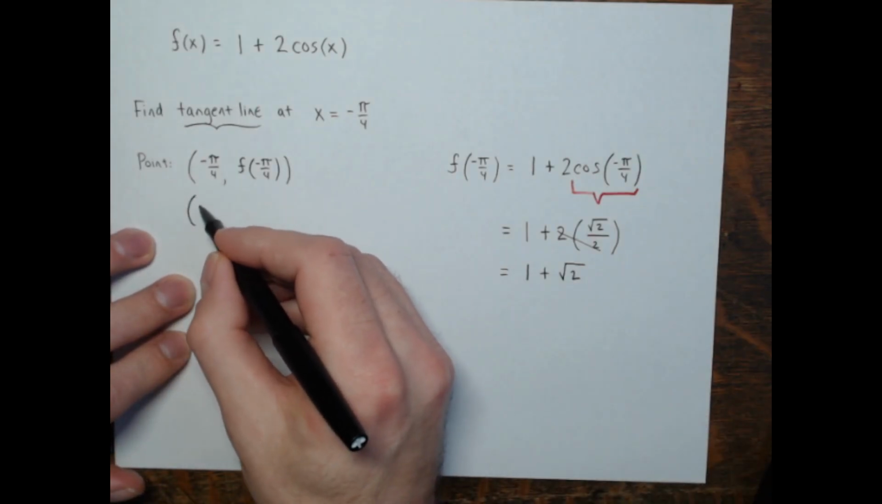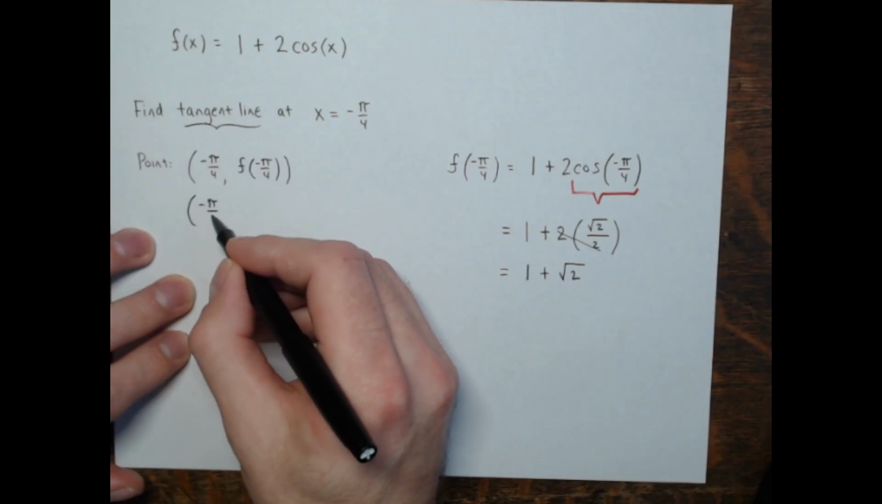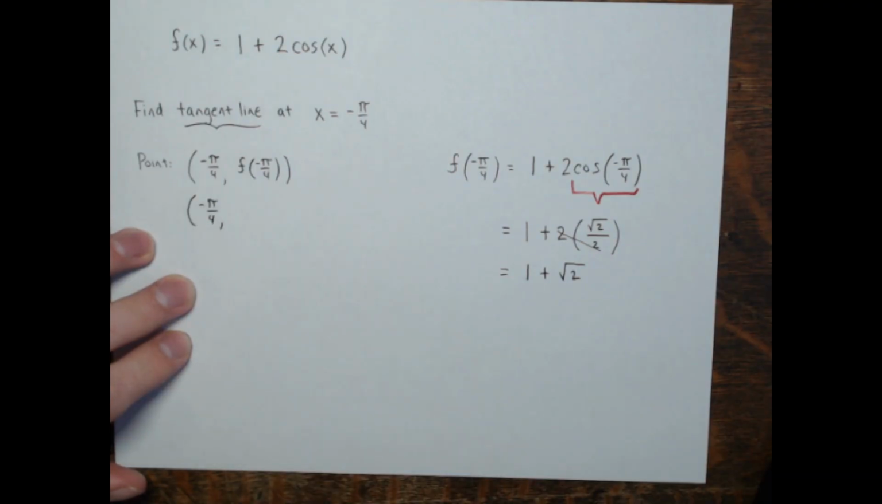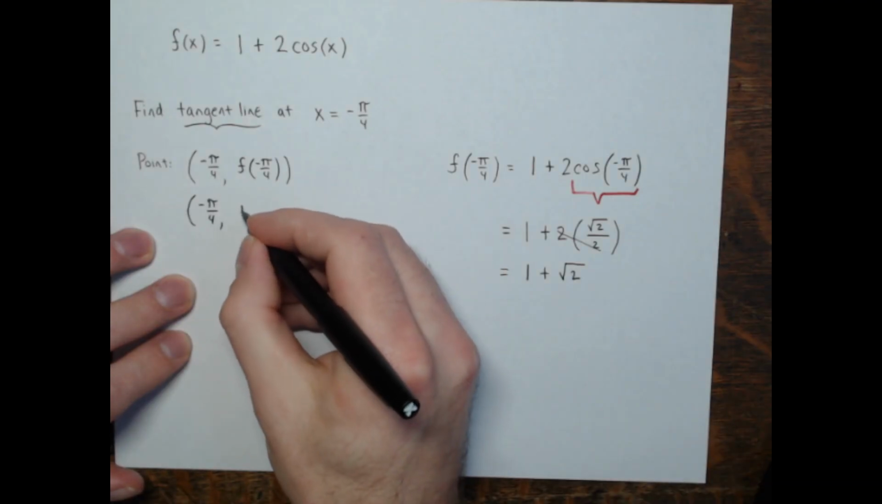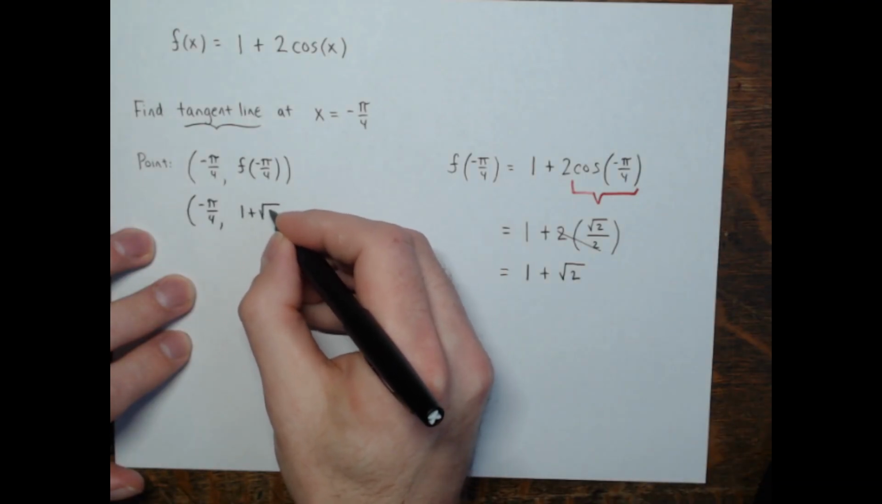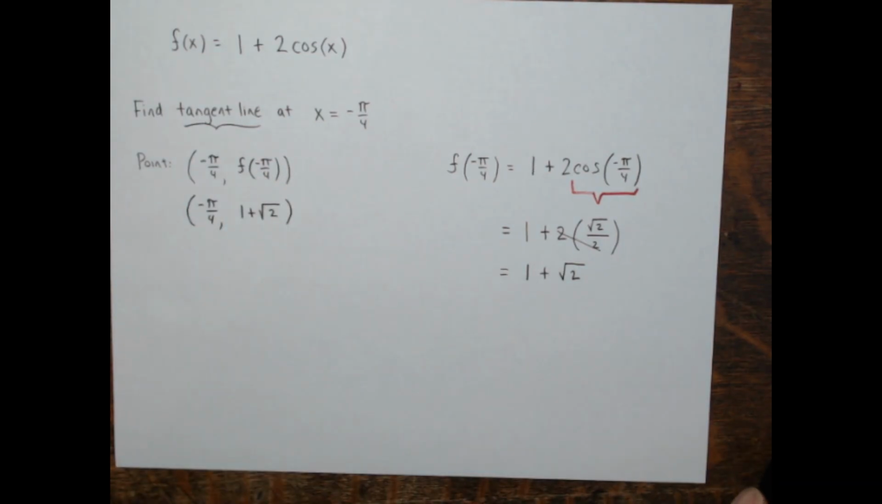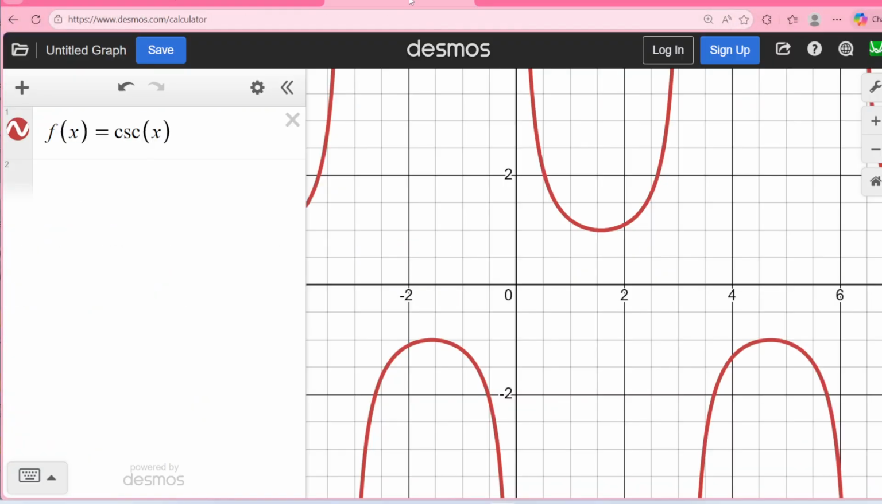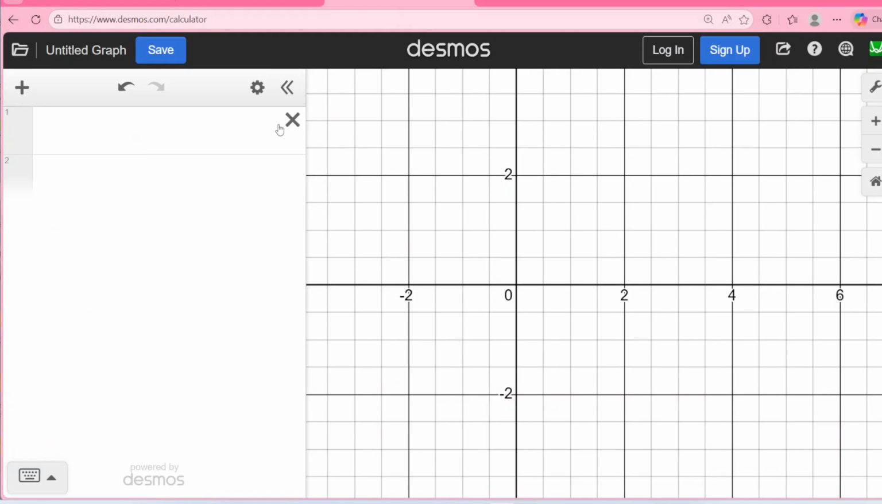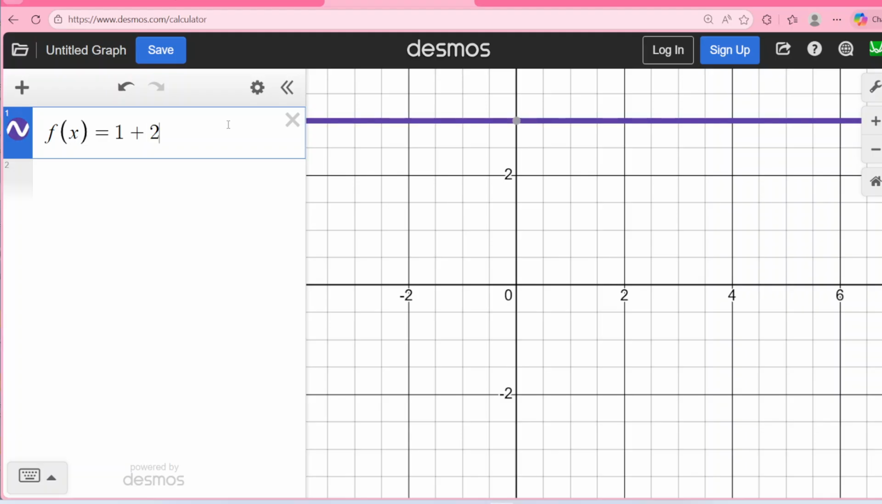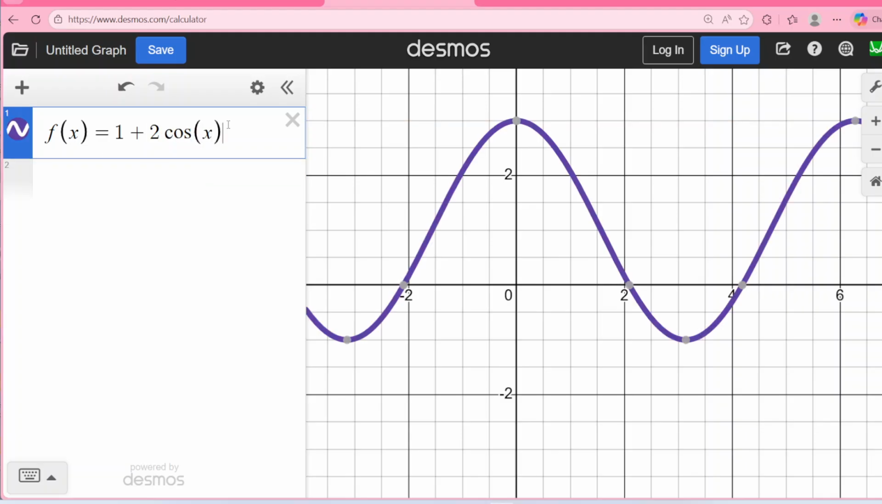So here's the point on the curve. -pi/4 for the x coordinate, and then this 1 plus the square root of 2 for the y coordinate. And I'll show you that on Desmos, that is a point on this curve. So here's the function we're given. F of x equals 1 plus 2 times the cosine of x. So this is a wavy curve thing, right? Cosine graph.